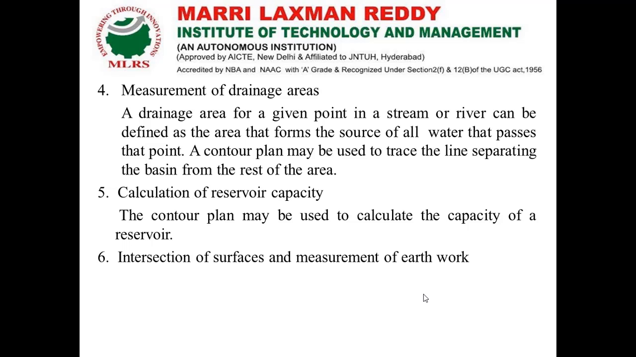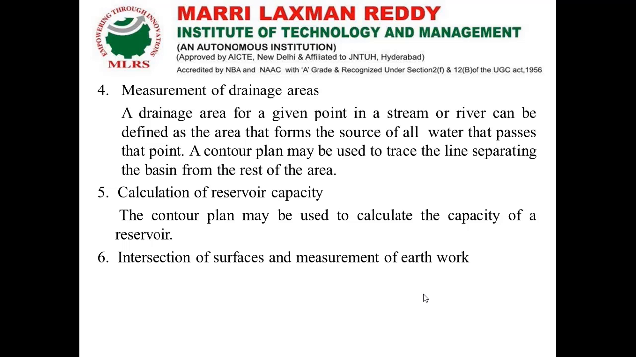In the same way, fifth point, calculation of reservoir capacity, is also an essential part of our contour map. With the help of the contour map only, we find out the catchment area, which means how much water we can store. Based on that quantity we can arrive at the number of beneficiaries. So these are the things related to uses of the contour map.